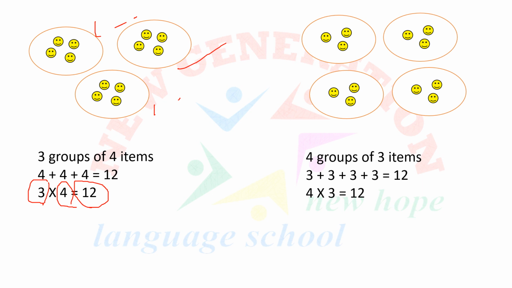And the first number, of course, stands for how many groups or how many times I repeat the items. The second number stands for how many items inside each group. And the result, of course, will be 12.